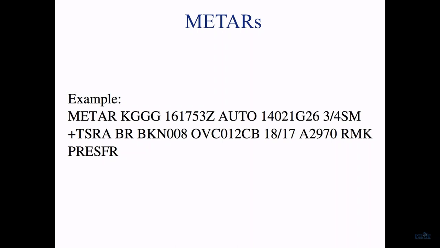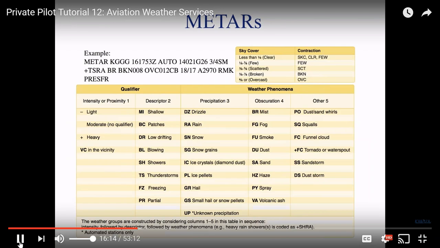5, wind, 14021G26, reported with a 5-digit code unless the speed of the wind is over 99 knots. The first 3 digits indicate the direction the true wind is blowing from in tens of degrees. If the wind is variable, it is reported as VRB. The last 2 digits indicate the speed of the wind in knots. If the winds are gusting, the letter G follows the wind speed, followed by the peak gust recorded.